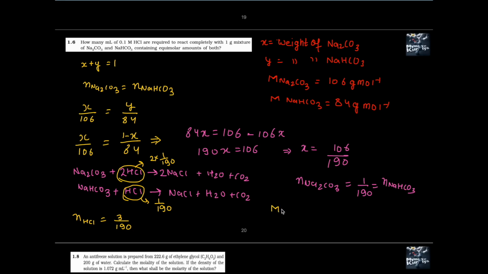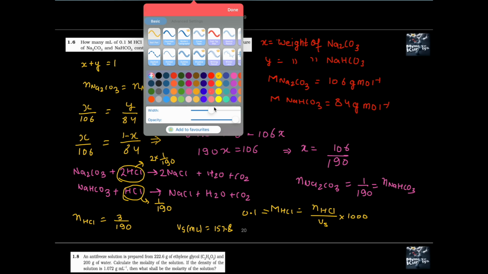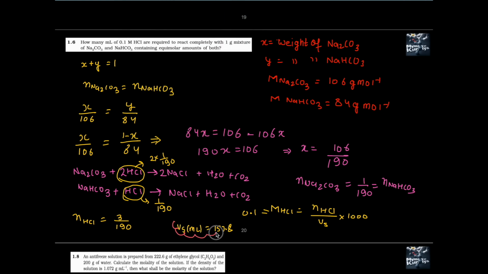So as we know, molarity of HCl would be equal to moles of HCl divided by volume of solution. As we need the volume of this solution in ml, we can multiply it by 1000. So we know moles of HCl, we also know molarity of HCl, which is 0.1 as it is given. So from here we can find the volume of solution in ml, which is around 157.8. So this would be our final answer. Okay, we'll move to the next question.